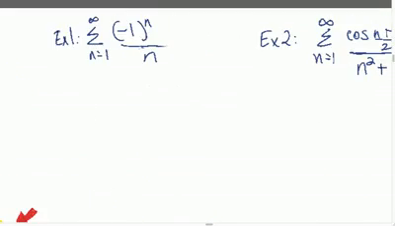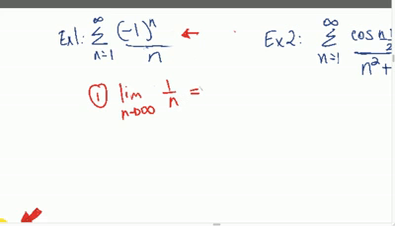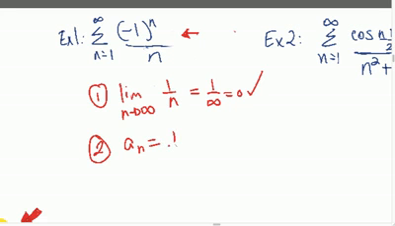The first one, the portion that makes it alternate is that negative 1 to the n in the numerator right here. So I'm going to drop it, and step 1 is going to be taking the limit as n approaches infinity of 1 over n. And because it's bottom heavy, 1 over infinity is indeed 0. So we pass the first step to alternating series. Next thing is to look at a sub n of 1 over n.